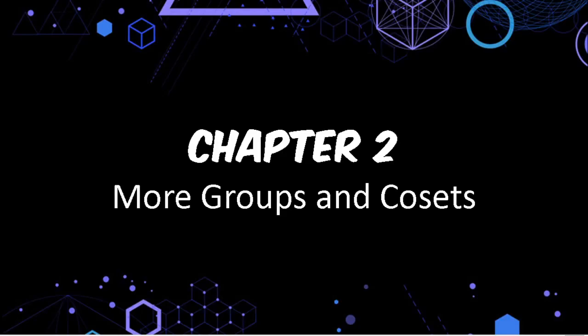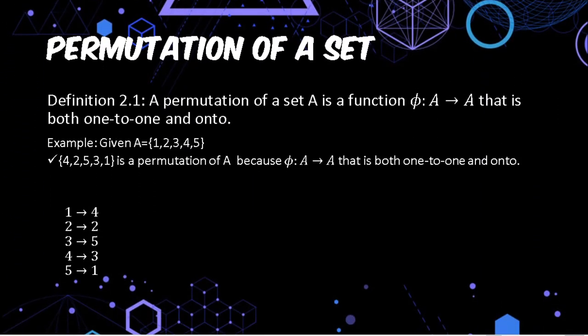This is the start of chapter 2. Although chapter 2 is still on groups, it's just different types of groups, more groups and cosets. Hinati lang natin kasi masyadong mahabang chapter kapag ilagay natin siya sa iisang chapter. But this is actually still on groups. And the first topic under this chapter is what we call a permutation group.